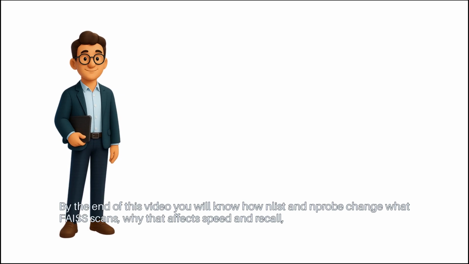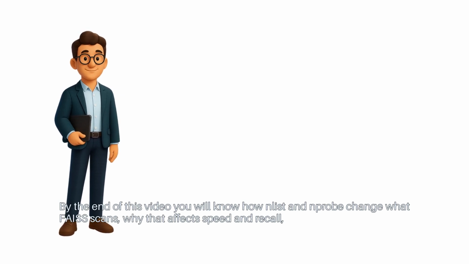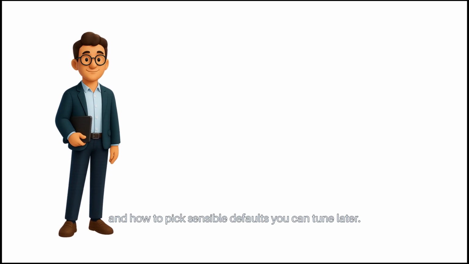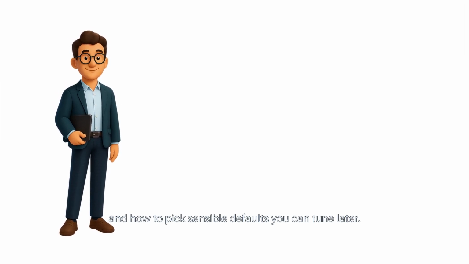By the end of this video, you will know how nlist and nprobe change what FAISS scans, why that affects speed and recall, and how to pick sensible defaults you can tune later.